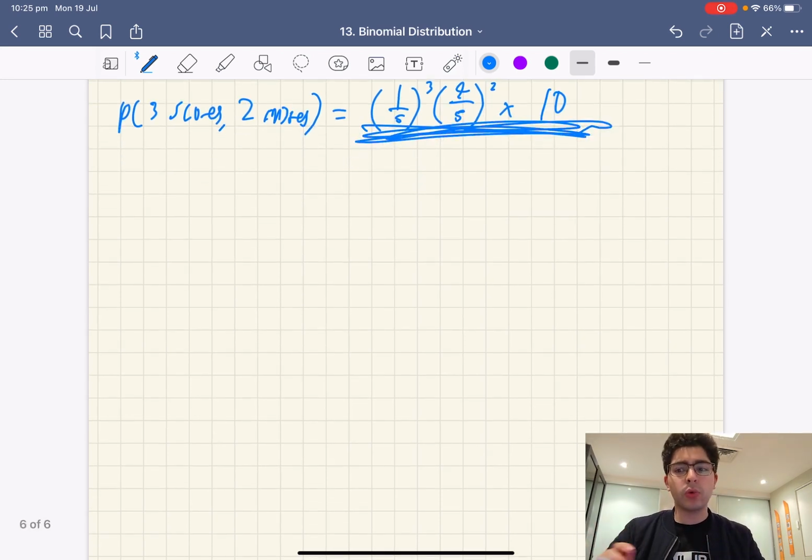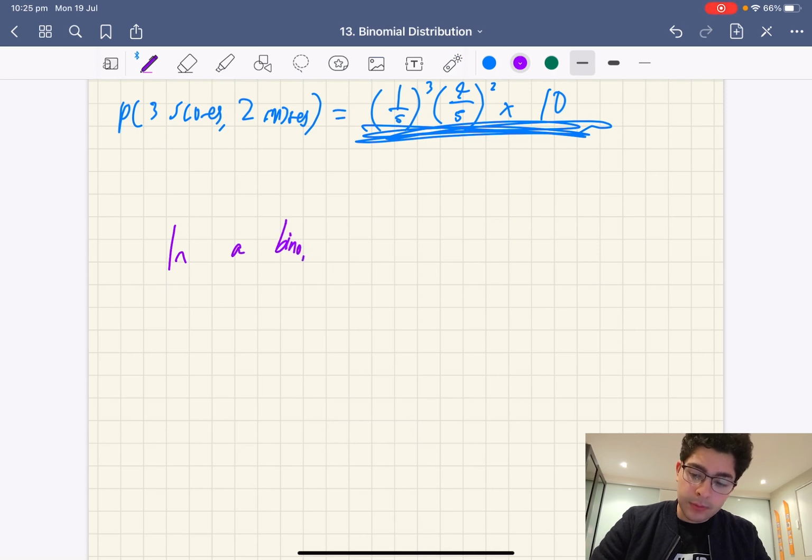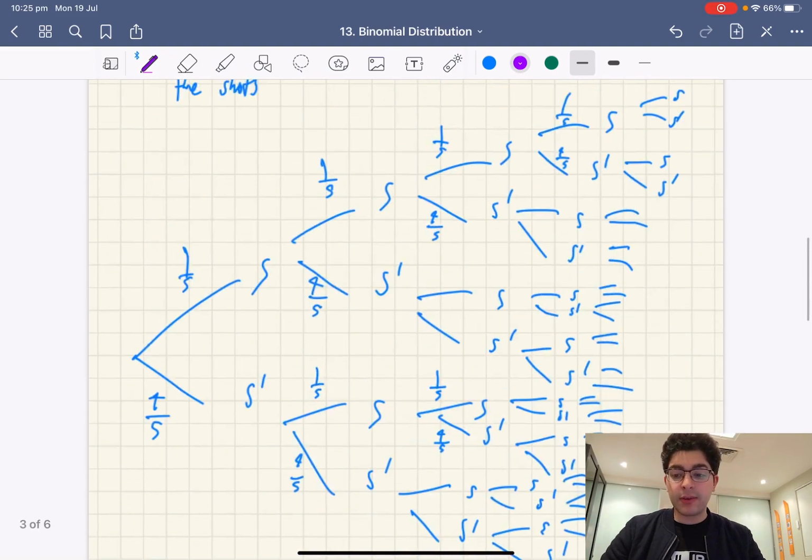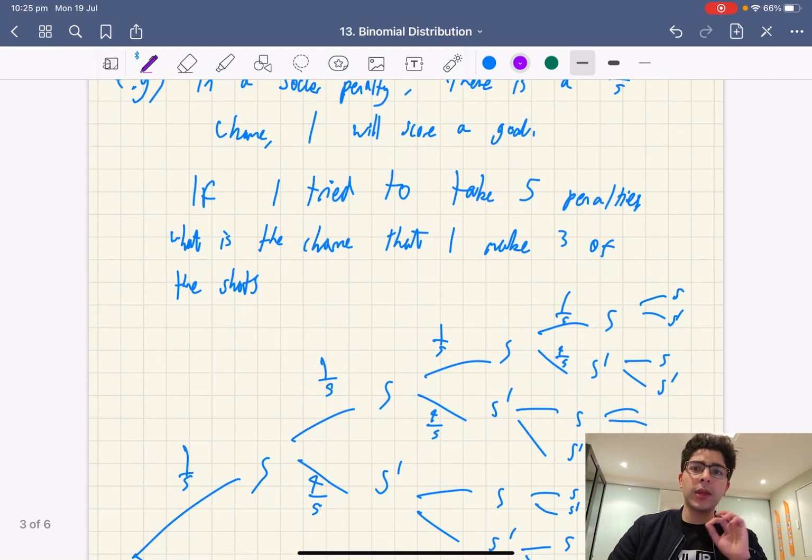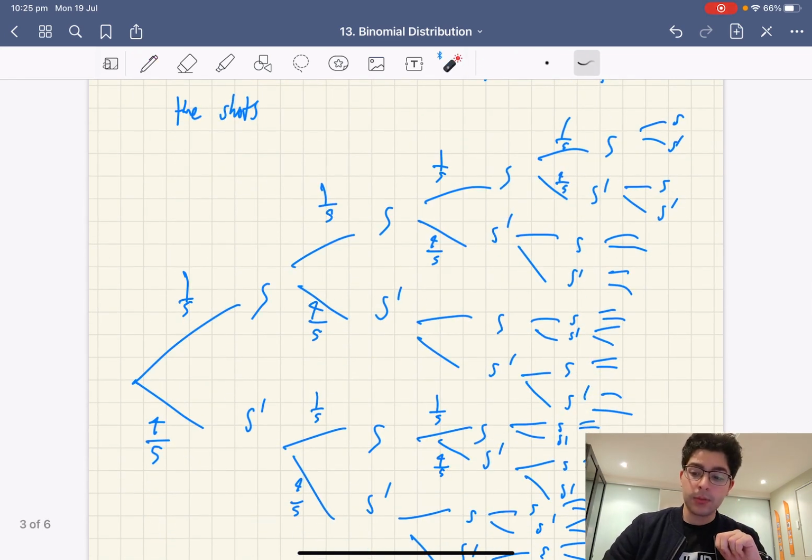Now let's try to broaden this out. That means in a binomial situation, we've observed that in any single attempt there are only two outcomes, a success or a failure. Score or not score. Success or failure. That's the main thing.